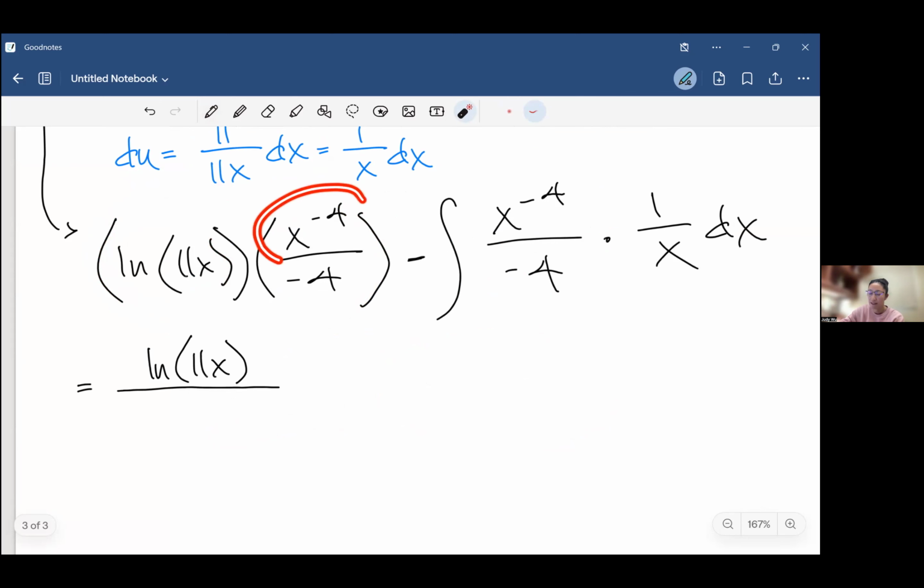Because this x to the negative 4 has a negative exponent, I can actually move that down to the bottom, and it'll stay with that negative 4. So negative 4x to the 4th. All right.